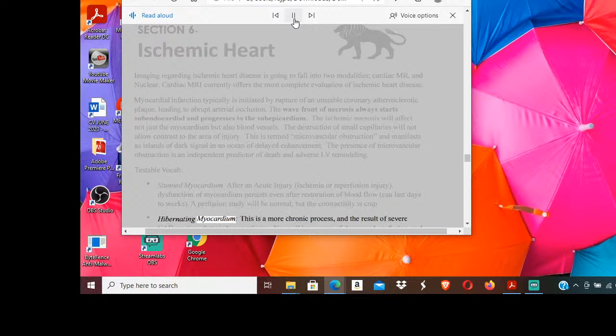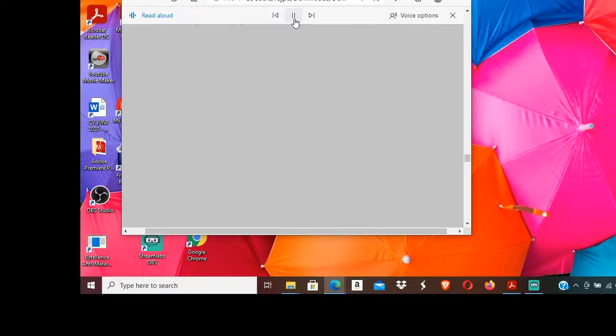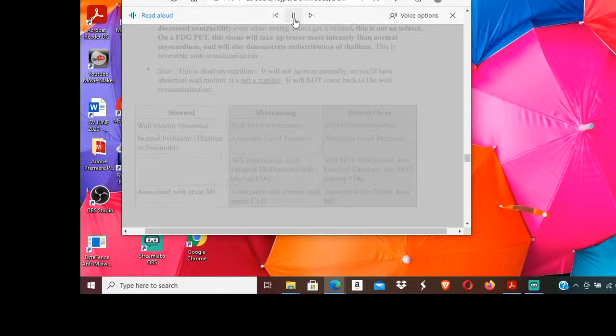Hibernating myocardium, this is a more chronic process, and the result of severe CAD causing chronic hypoperfusion. You will have areas of decreased perfusion and decreased contractility even when resting. Don't get it twisted, this is not an infarct. On FDG PET, this tissue will take up tracer more intensely than normal myocardium, and will also demonstrate redistribution of thallium. This is reversible with revascularization. Scar, this is dead myocardium.